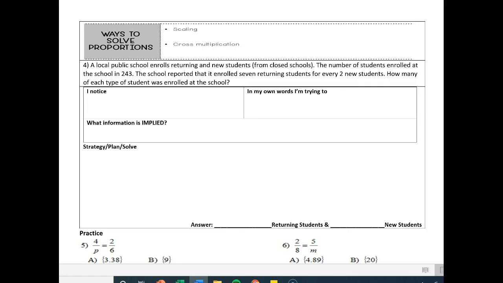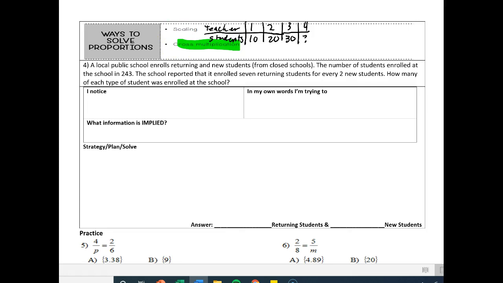We can solve rates using proportions, right? So we could scale. Let's pretend we were talking about a teacher to student ratio. If we had, let's say, 1 teacher in the class and 10 students, we could use a table to figure out, hey, if we had 2 teachers, that would be 20 students. If we have 3 teachers, that'd be 30 students. If we had 4 teachers in the school, how many students would that be? We could figure that out. We could also cross multiply, and that's what you're going to work with tonight.